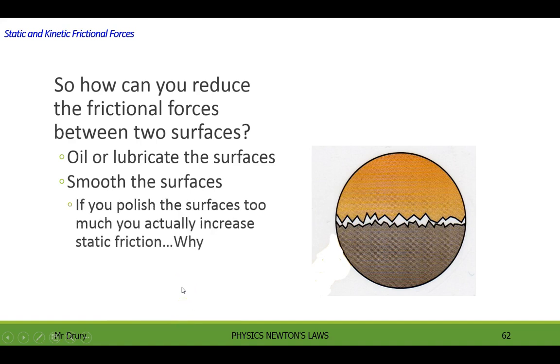But ironically, if you polish them too much, you'll actually increase static friction. And I wonder if you can figure out why. So if you reduce this so there's more points in contact, why would you actually increase static friction? And the answer is cold welding, because you'll give more points of contact for cold welding.